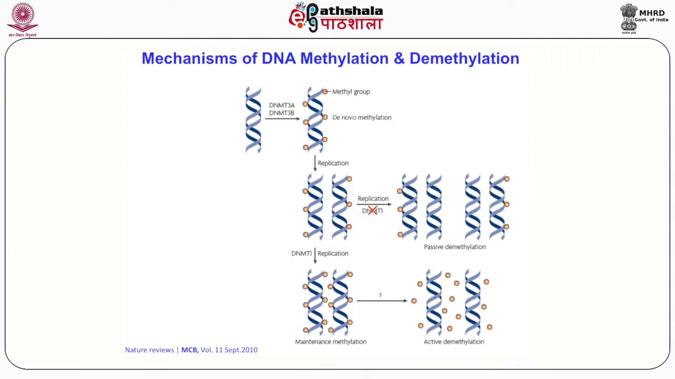If DNMT1 is inhibited or absent due to some reason, when the cell divides, the newly synthesized strand of the DNA will not be methylated, and successive rounds of cell division will result in passive demethylation.